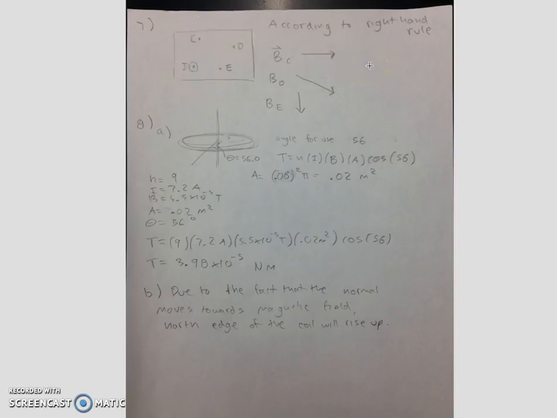The magnetic field for C is going to be to the right. The magnetic field for D is going to be at kind of a 45-degree angle. The magnetic field for E is going to be directly down.